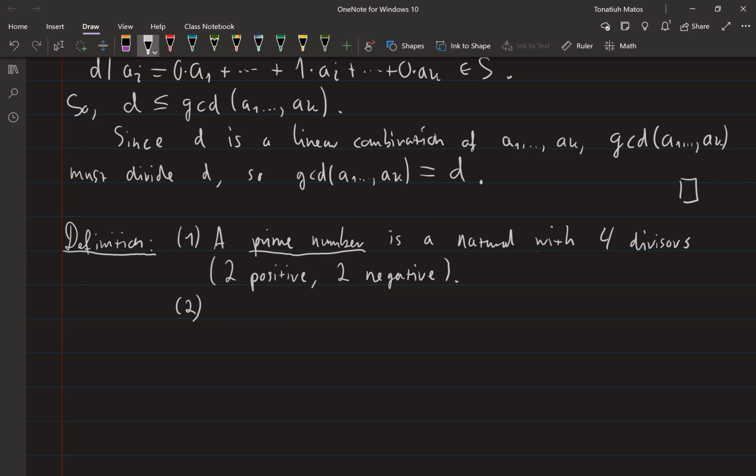The second thing is 2 integers, A, B, are co-prime, also called relative primes.